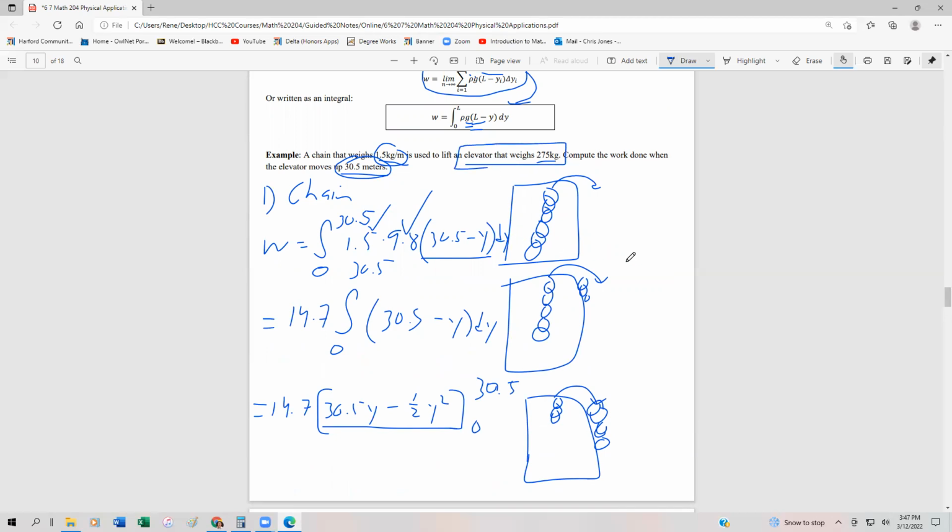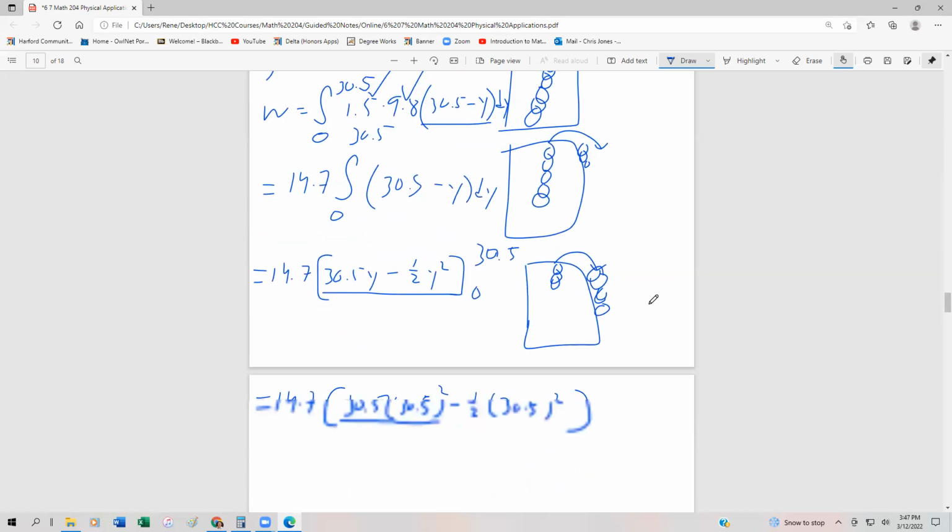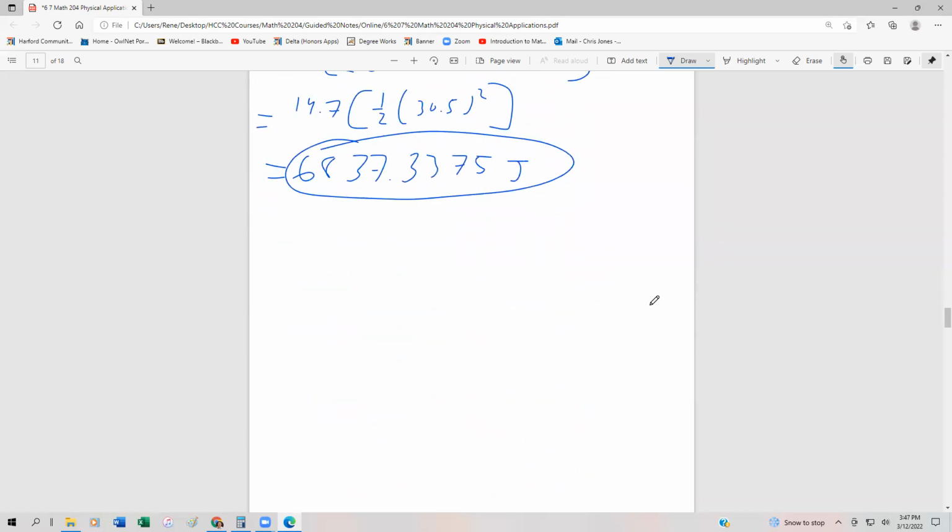Now the elevator is static. This is the chain, but the elevator, work is going to be equal to force times distance, that is, mass times gravity times distance. The elevator is static, so the weight of the elevator doesn't change no matter what. Whereas the length of the chain is changing as we go up, that's why it's dynamic.